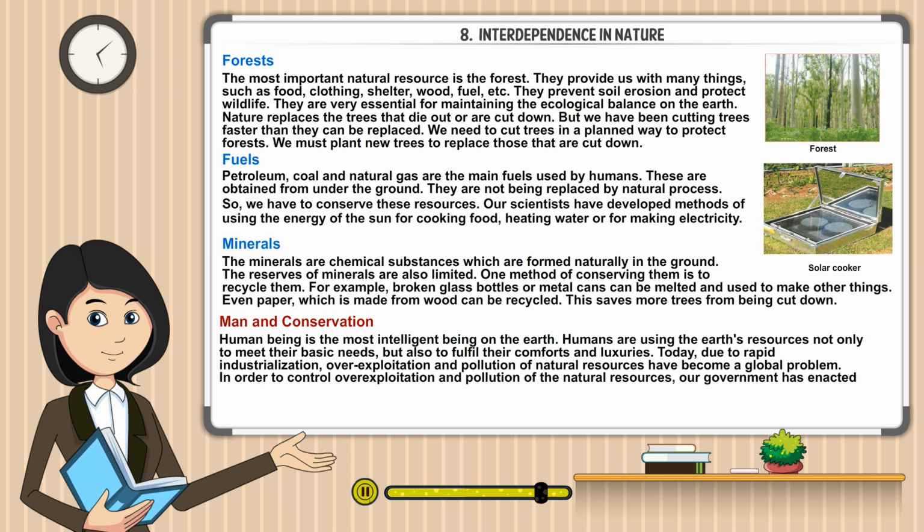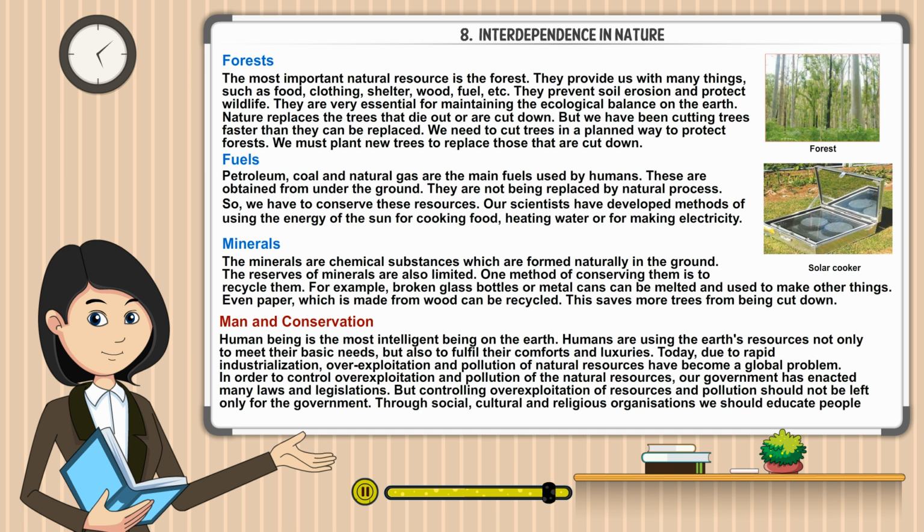In order to control overexploitation and pollution of the natural resources, our government has enacted many laws and legislations. But controlling overexploitation of resources and pollution should not be left only for the government. Through social, cultural, and religious organizations, we should educate people about the pollution and exploitation of natural resources.